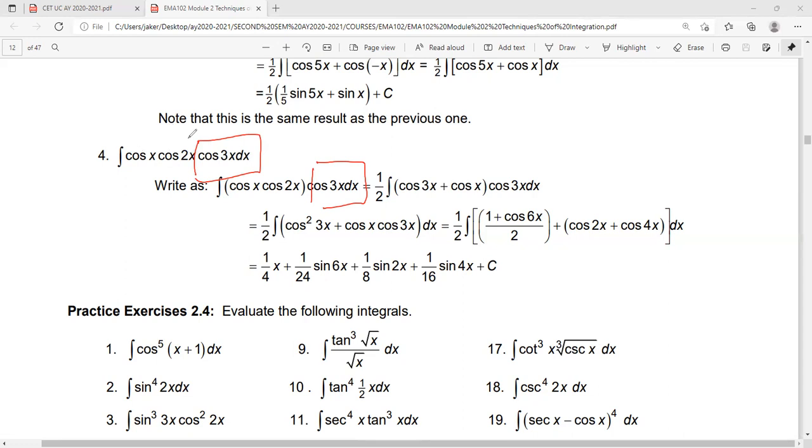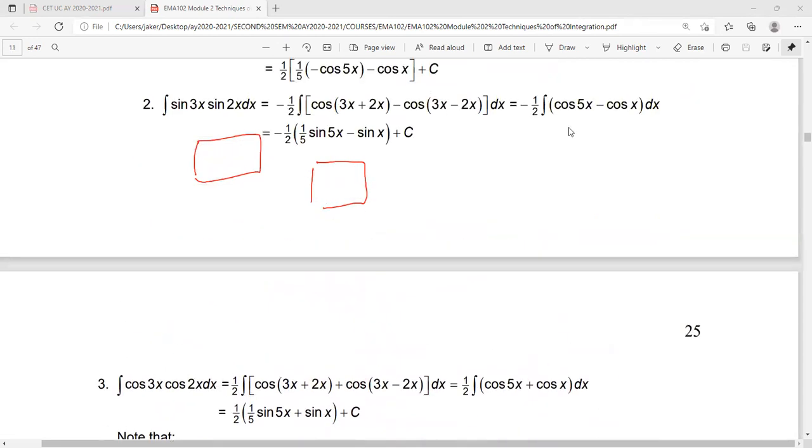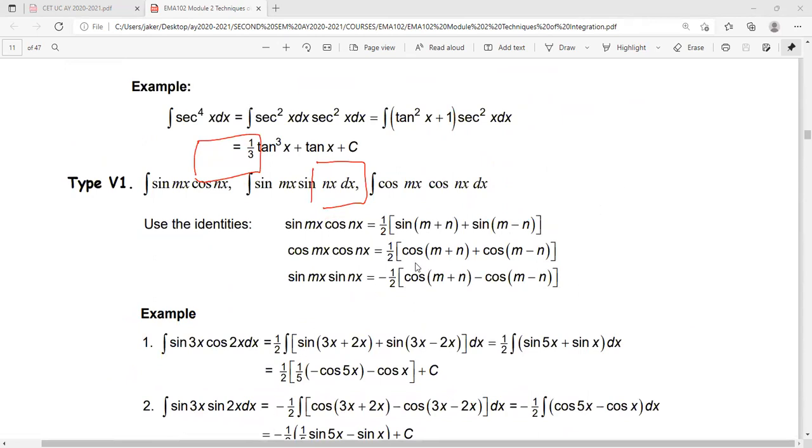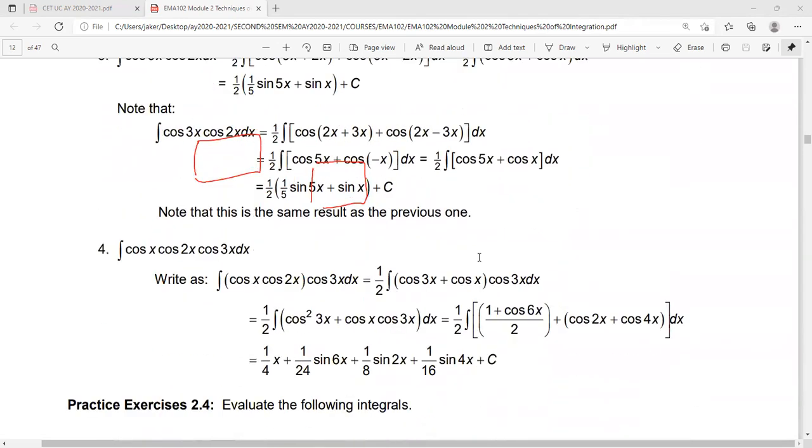How did you process the cosine of x and the cosine of 2x? You process it using the formula that you have above. If you have the cosine of two angles, that would be the sum of the two angles for the first cosine and the difference of the two angles for the second. Both are being added.